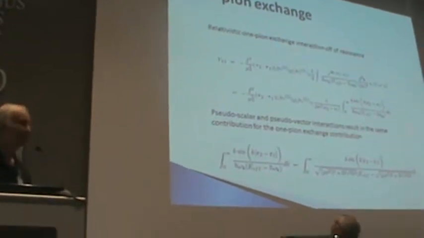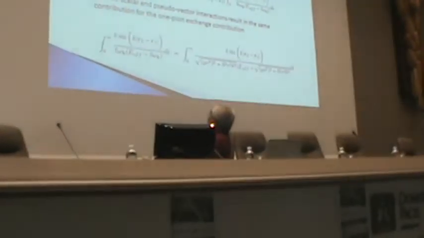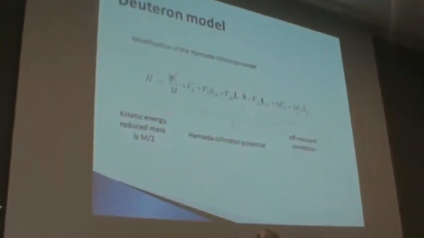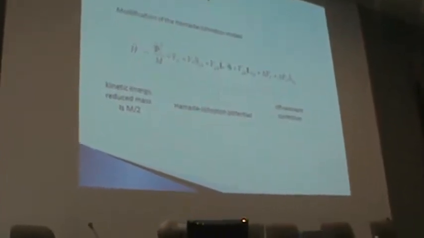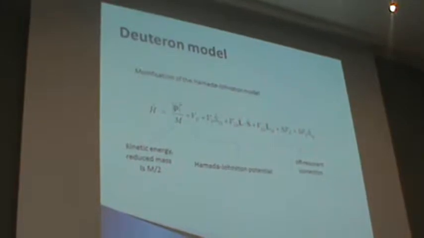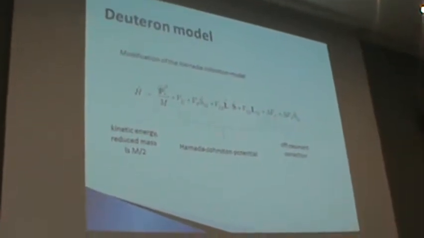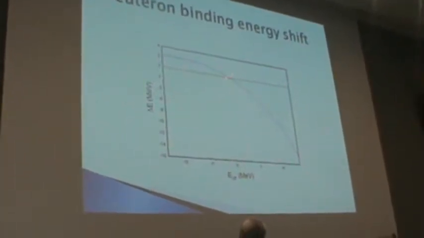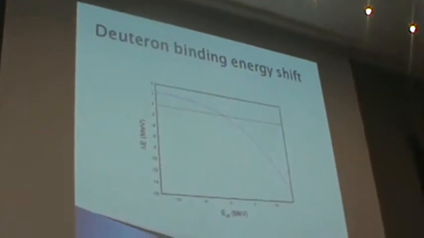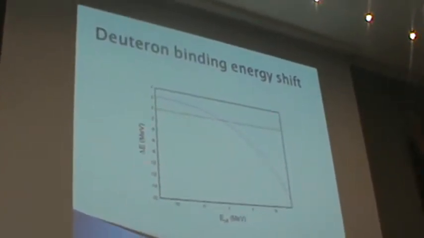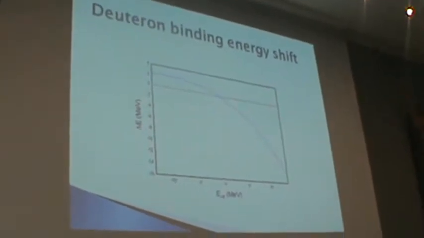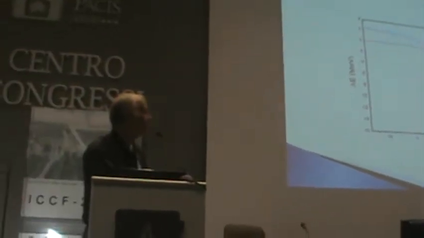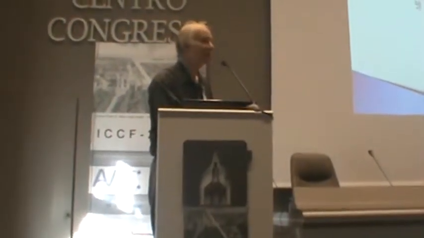The pseudo-vector interaction for single pion exchange is going to work exactly the same way. I took the Hamada-Johnson potential just because it was easy and I worked with it before. I added the off-resonant corrections to the central and tensor potentials. And here's what happened. When you're on resonance right here, there's no correction and the binding energy is 2.22 MeV. But if you go off resonance in one direction where you have more energy available, then the binding energy gets to be bigger and bigger and bigger.